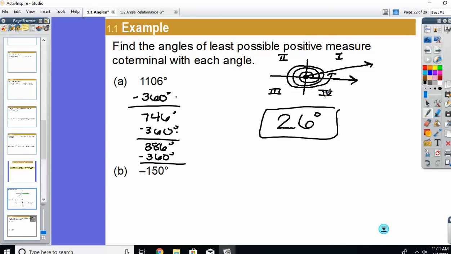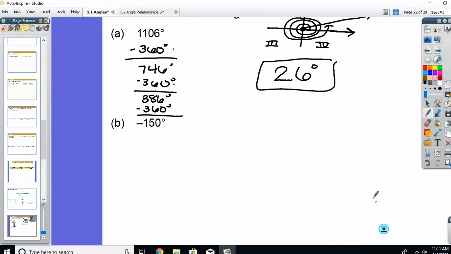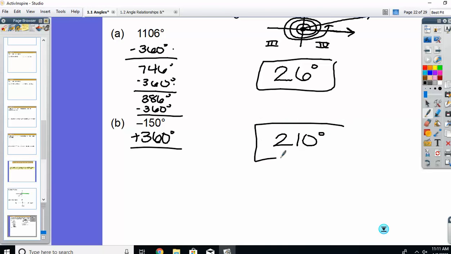Okay, for part B, negative 150. What would you have to do here? Add 360. And we get 210 degrees. Do I have to do anything else to that? Nope, it's between 0 and 360, so it's good.